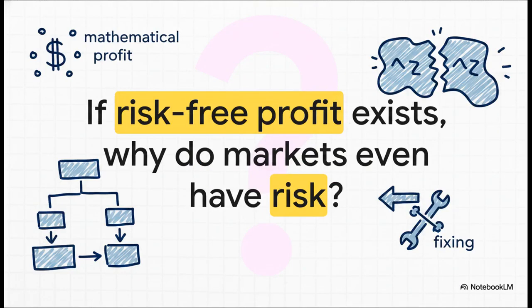Which leaves us with a really fascinating final thought for this explainer. If it is truly possible to construct these complex machines to engineer what is essentially risk-free mathematical profit, what does that tell us about the nature of risk itself in financial markets? Is risk just a temporary bug in the system that arbitrage is constantly trying to fix? Something to think about.